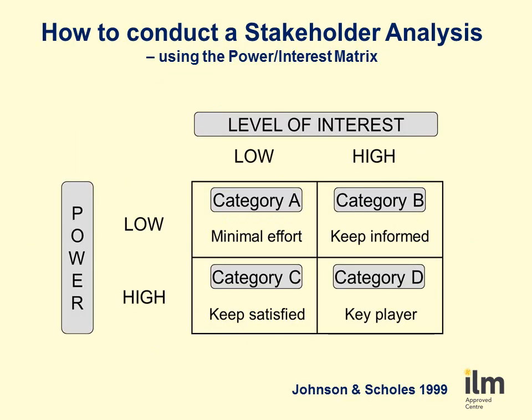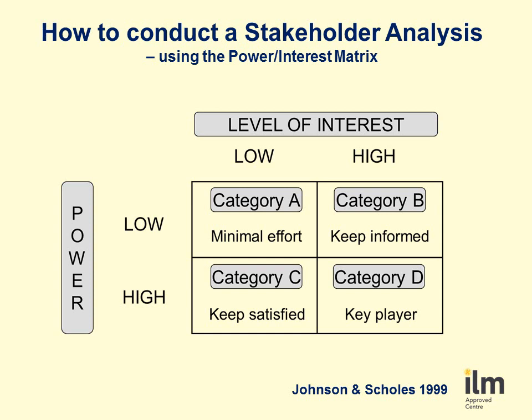So let's look at how to conduct a stakeholder analysis using the power interest matrix. This illustrates that stakeholders can have different levels of interest and power on an organisation, and this influences our relationship with our stakeholders. So by categorising each stakeholder, it can be easier for us to determine our strategy, and it also indicates how often we should communicate with stakeholders in each group. So let's look at each category.